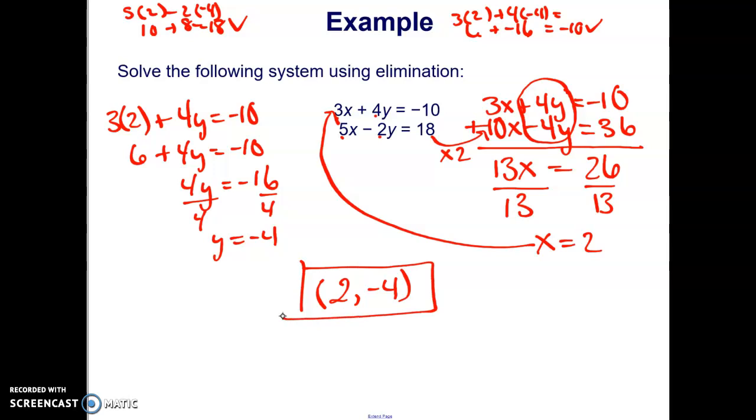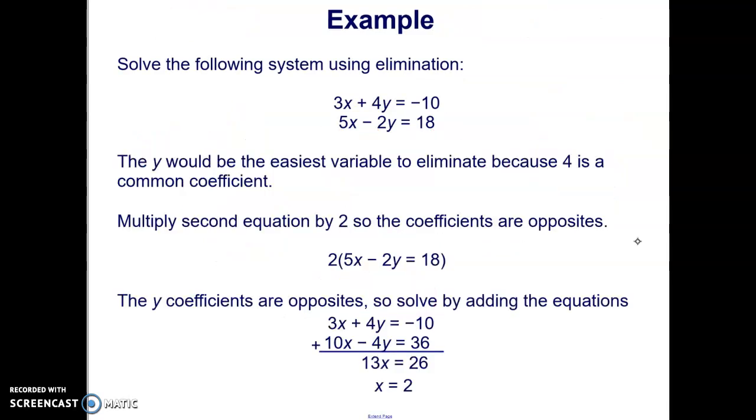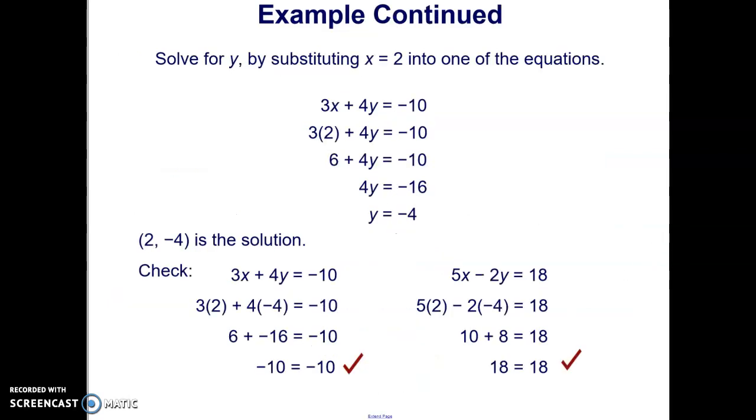So you can see again, we followed all the steps that we did before when we were eliminating. We're just adding this preview step of creating a common pair before we do that. So these steps just show again what you do. You multiply the coefficients, you get the opposites, you add, solve for x, substitute to solve for y, check your solution.